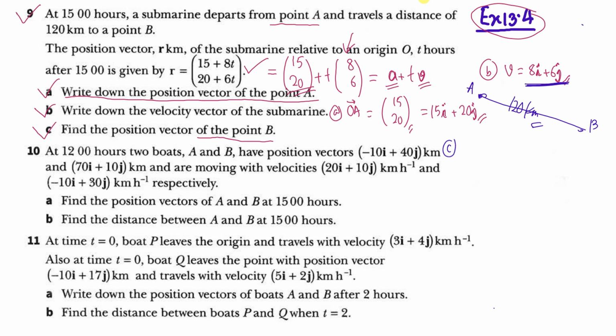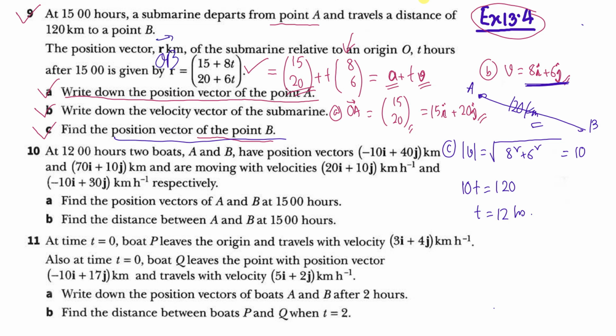First find the speed of this vector: square root of 8 squared plus 6 squared, which gives 10. Speed times time equals distance, so 10 times t equals 120 km. From there we get 12 hours. Now let me find the position vector of B. We can write OB equal to that one, because at the time t equals 12 hours, it is at the point B.